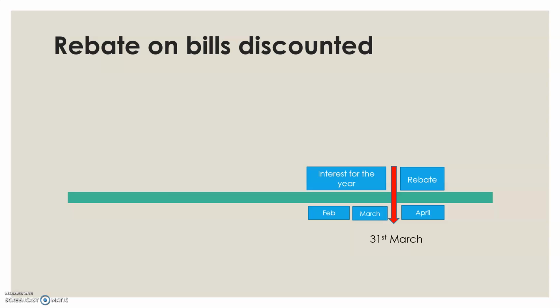So what you will do is, from the interest income or from the discount, you will deduct rebate on bills discounted to arrive at the exact figure of interest or discount that you earned during the accounting period. Okay, and next year's interest, that will be considered as rebate. So it is part of the total interest, but you are splitting it as interest for the year and the rebate. Okay, so that is how it happens.